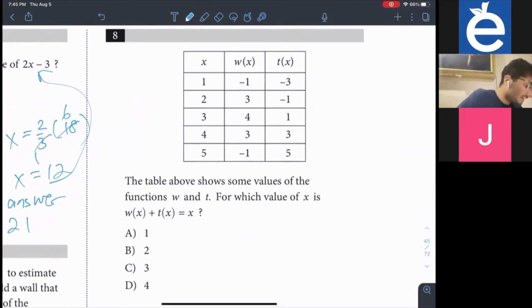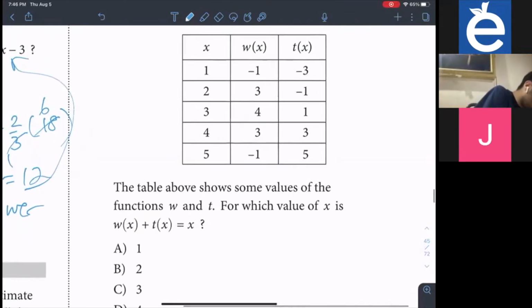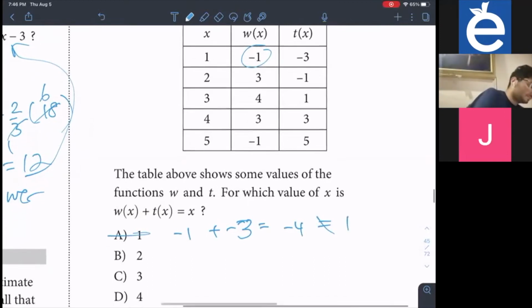Okay, now question 8. The table above shows some values of the functions w and t. For which value of x is w of x plus t of x equal to x? So the best way to solve this problem would be to try each answer choice because it has to be one of those answer choices. So basically, we have to use the x value, and then use w of x and t of x at that x value, and see if the sum is equal to the original x value. So let's try 1. So w of 1 is -1, because it's right here, and t of 1 is -3, so plus -3. Is that equal to -4, which is not equal to the original 1. So this can't be our answer.